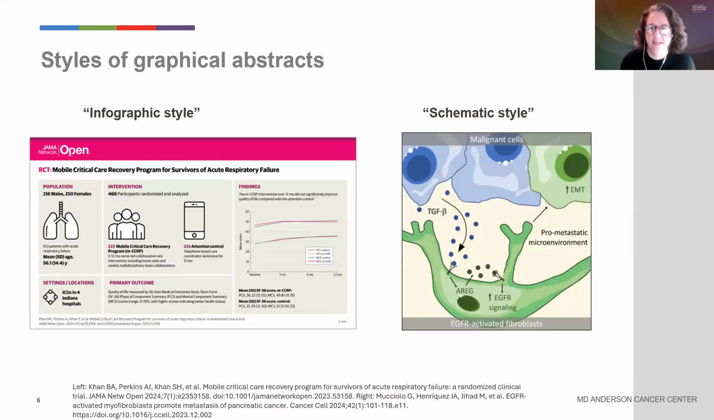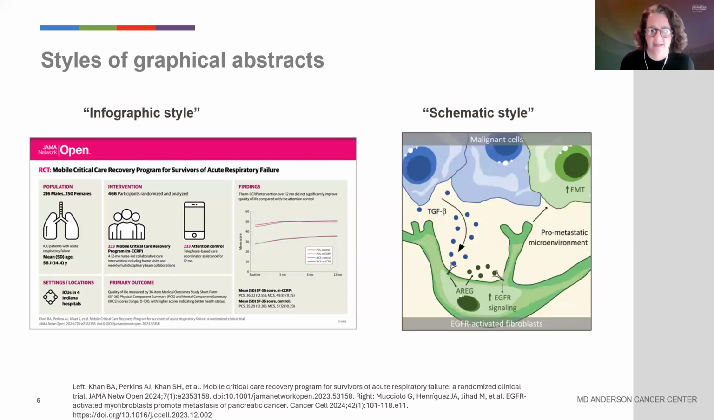So in looking through hundreds of graphical abstracts for this presentation, I developed kind of a typology of 2 main styles that are used. One I'm calling the infographic style because it uses kind of the little icons that look like infographics. You could call it the mini poster style as well. It looks like kind of like a scientific poster. It's got the kind of intro, methods, results, population, intervention, those kinds of things on it. And then there's the schematic style, which usually details biological mechanisms.